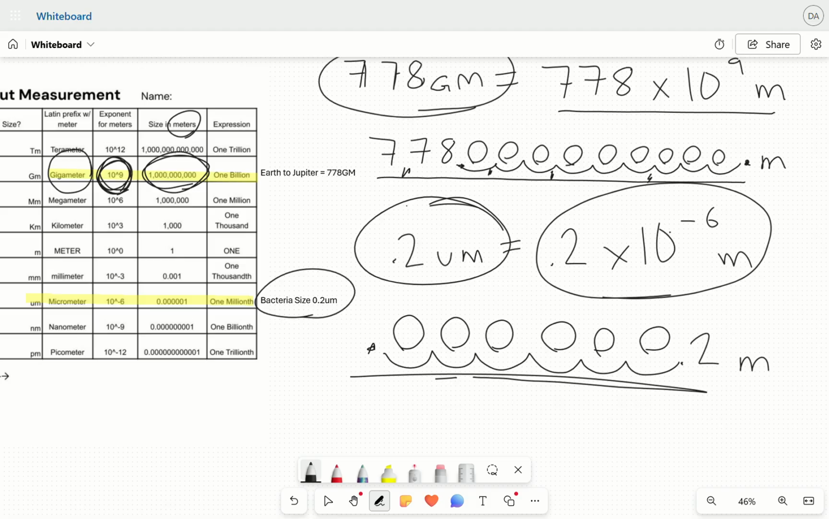You now can convert any of your units into the long form. All right, that's it.